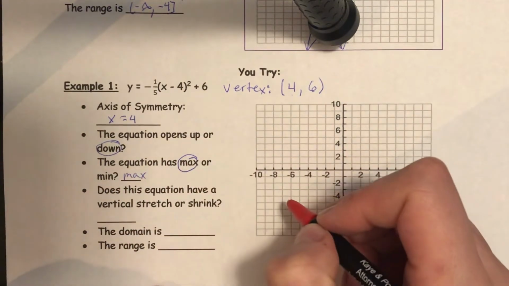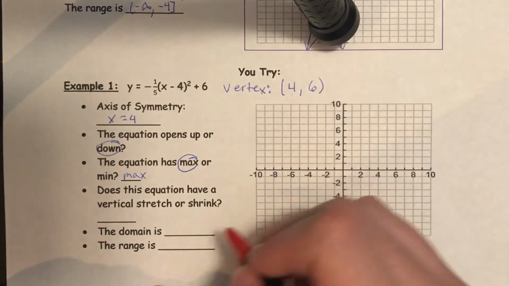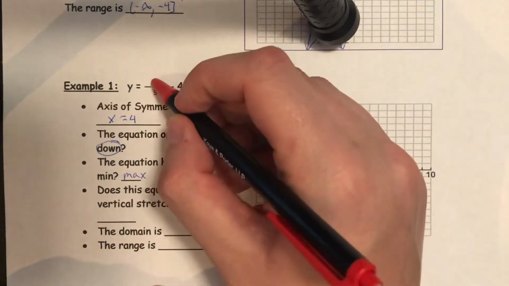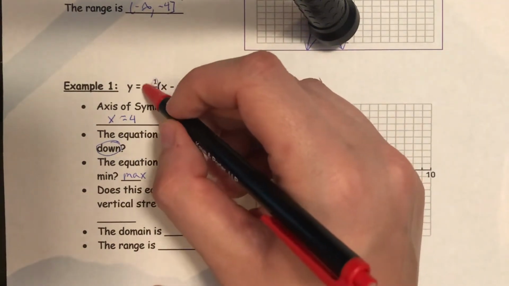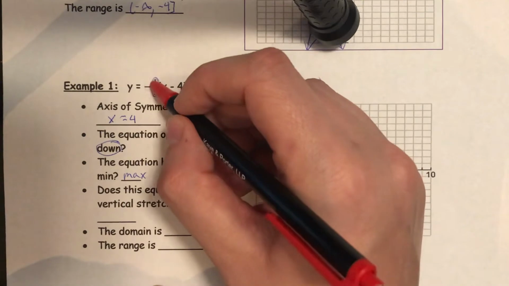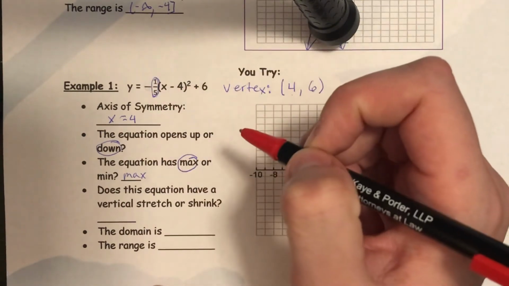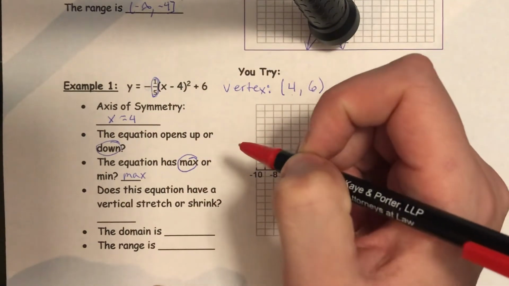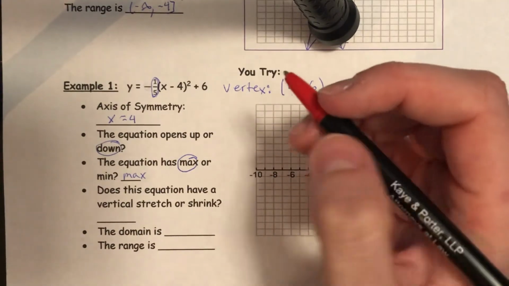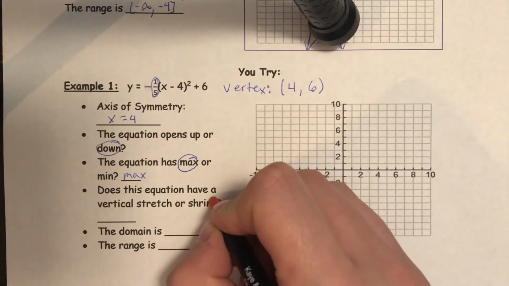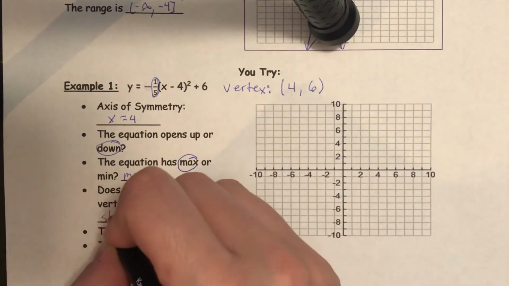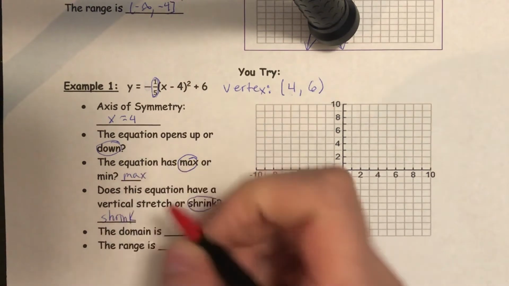And then, does this equation have a vertical stretch or shrink? Looking at this a value right here, not the sign out in front, but just this value. If this value is less than 1, so is it a fraction that is less than 1? Yes, it's less than 1. So we have a vertical shrink.